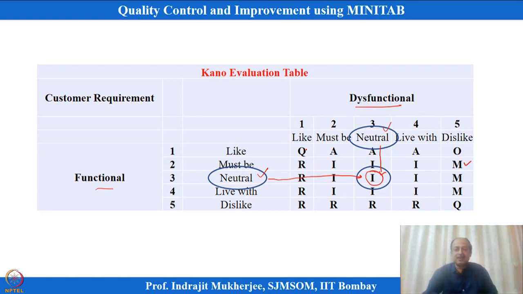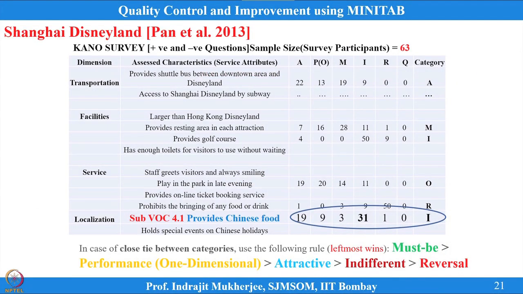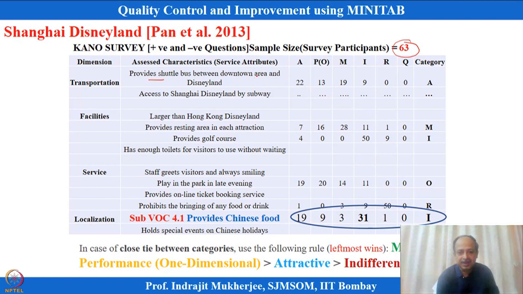Making a functional question and a dysfunctional question for a specific sub voice will lead to identification of whether, for a specific customer, it is an indifferent category, a reversal category, a questionable category, or a must-be or attractive feature. So this can be categorized. If you are doing a survey of many participants, here the number of participants was taken as 63, and for each of the sub voices, such as provide shuttle bus, a functional question and a dysfunctional question were asked, and the customer's priority can be stratified immediately. If you sum up 22 plus 13 and so on, the total will be 63 responses.